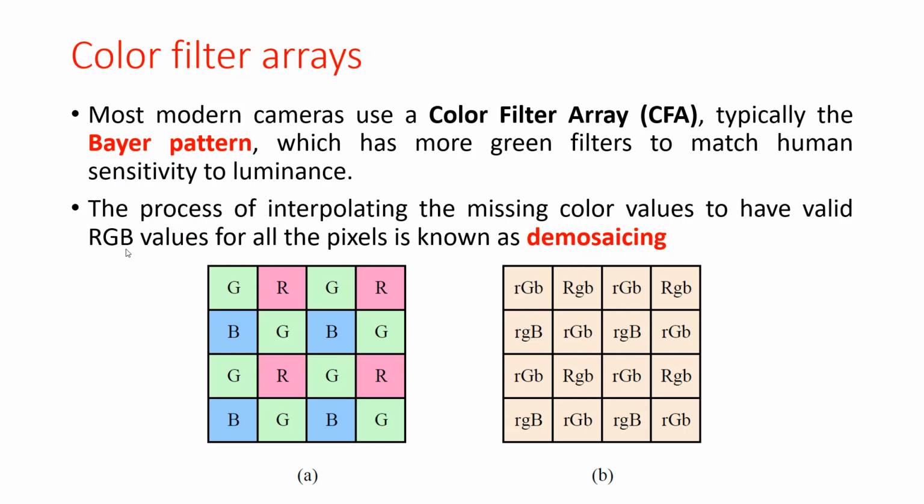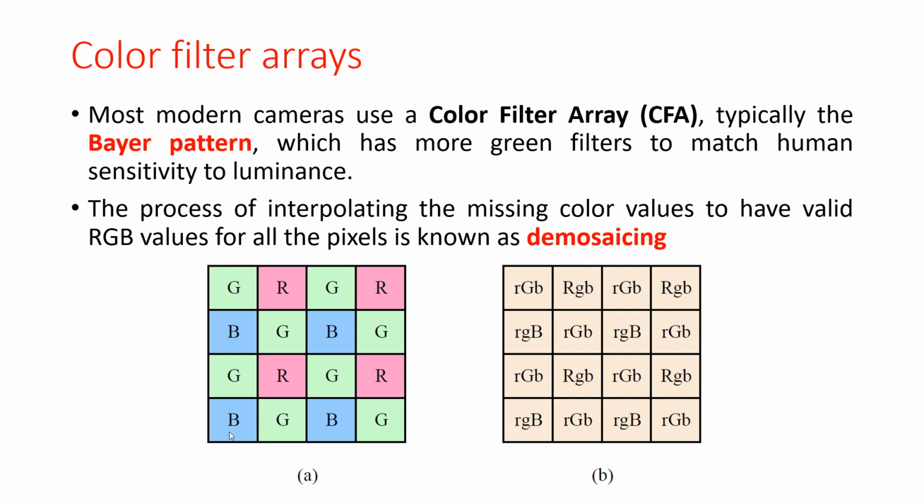The next step is the process of interpolating the missing color values to have valid RGB values for all the pixels, known as demosaicing. So in this we have to find the missing values. Here we have a green pixel, so the remaining two are R and B. Here we have a red pixel, the remaining two are G and B.